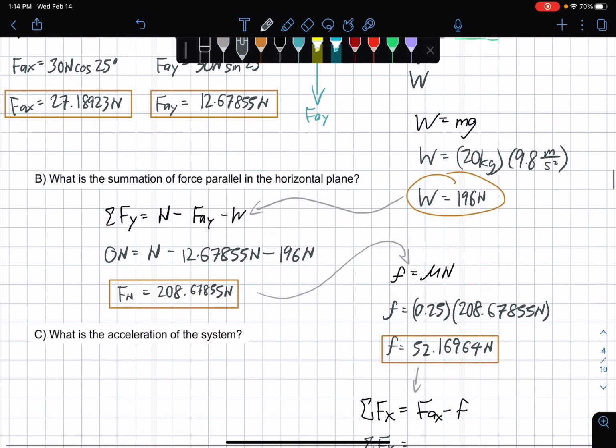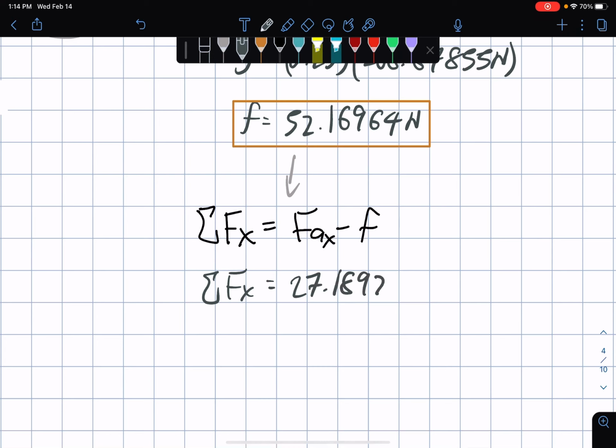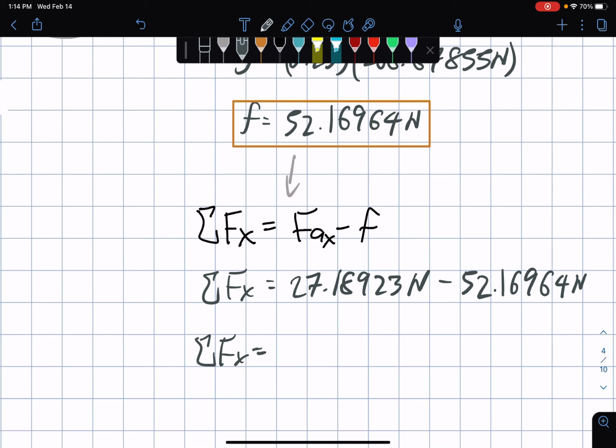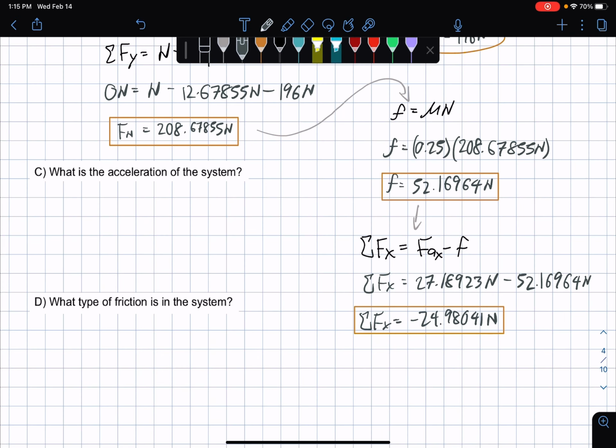So FAX is 27.18923 newtons minus friction, which is 52.16964 newtons. Summation Fx is equal to, okay, so 27.18923 minus, this is definitely a negative value, what our answer is going to be. So we have negative 24.98041 newtons. So since it's negative, it's definitely not moving, the object, with respect to the horizontal surface.